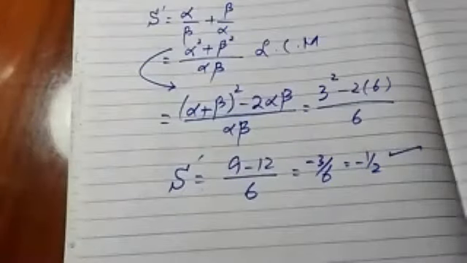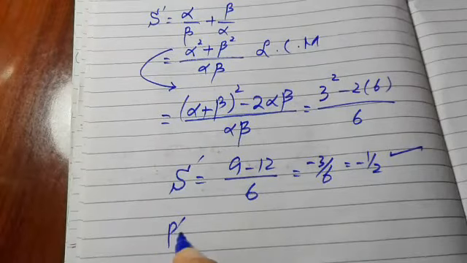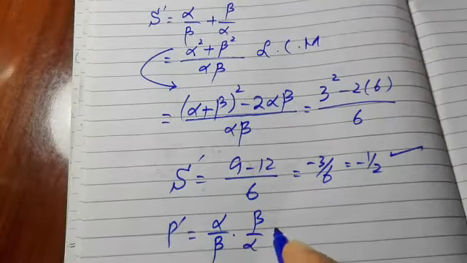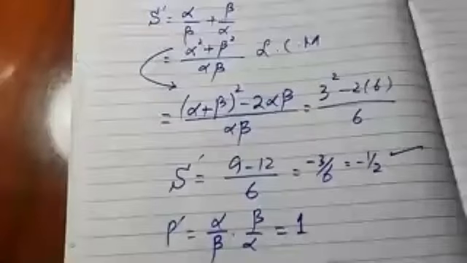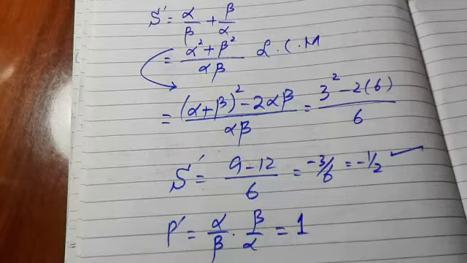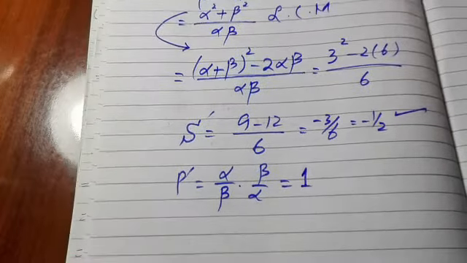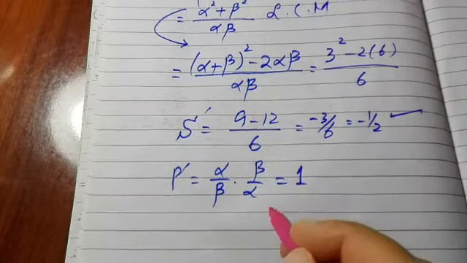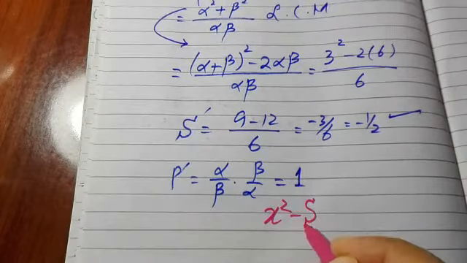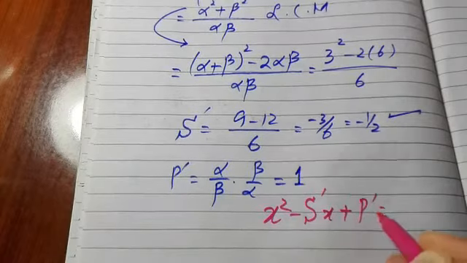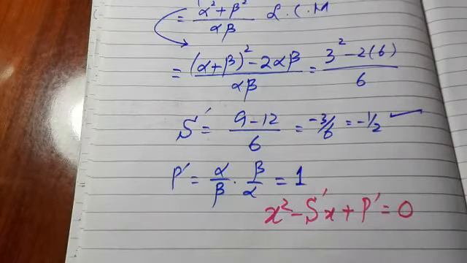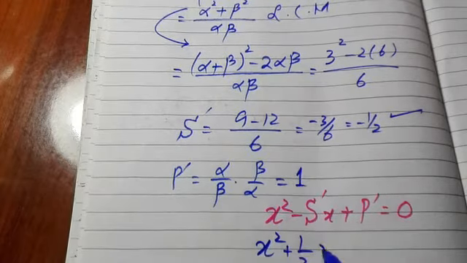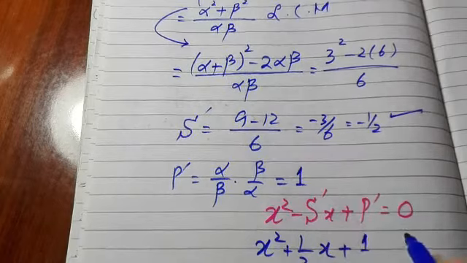Now, as far as the product is concerned, you will simply multiply the required roots, and you will see that all of these will be cancelled and you will get 1. So product of roots is equal to 1. So next is simply the formula in which you have to substitute and you will find the answers. X square minus S dash X plus P dash equals to 0. So S dash is minus minus plus 1 by 2 x and product is equal to 1, equals to 0.